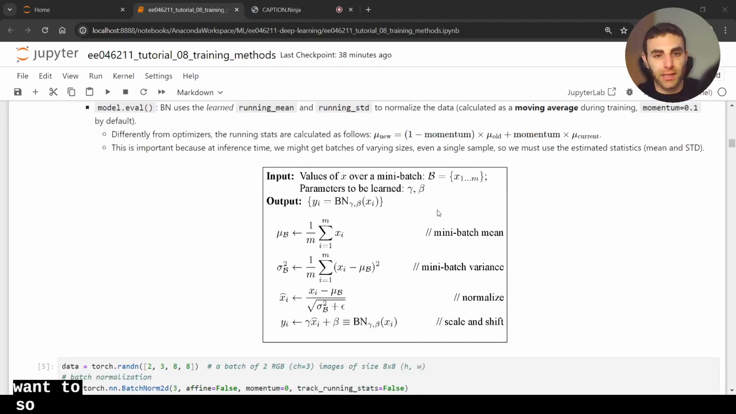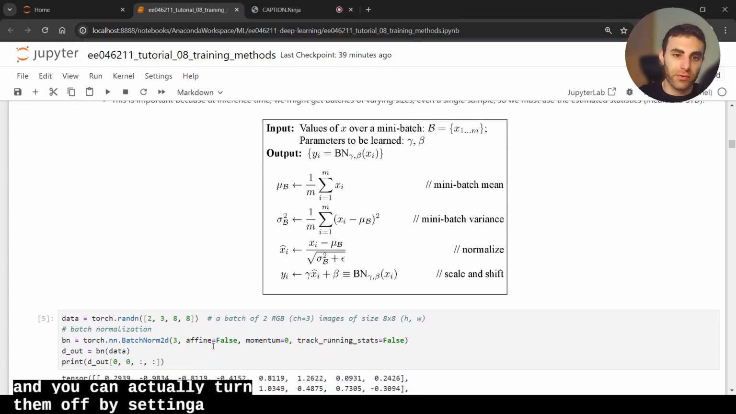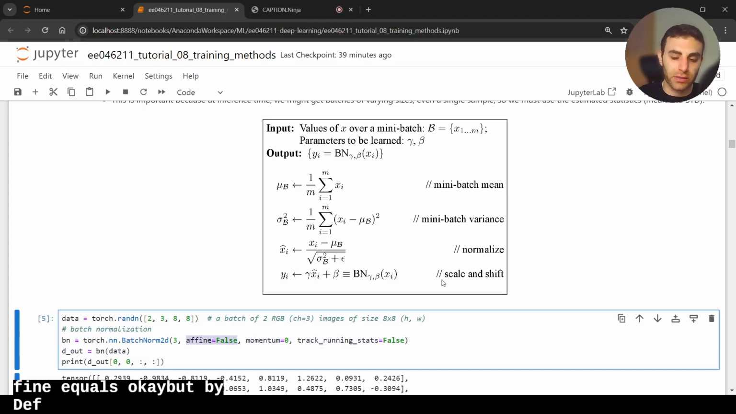So how does this algorithm work? It's very simple. The input is just the x. We calculate the empirical mean over the batch dimension. Similarly, the standard deviation. We normalize, we perform the standardization formula, and we add a smoothing parameter epsilon in the denominator, right? So making sure we are not dividing by 0. And then we apply scaling and shifting. Now, scaling and shifting are learned parameters, so just weights, and you can actually turn them off by setting affine equals false. Okay, but by default they are turned on.